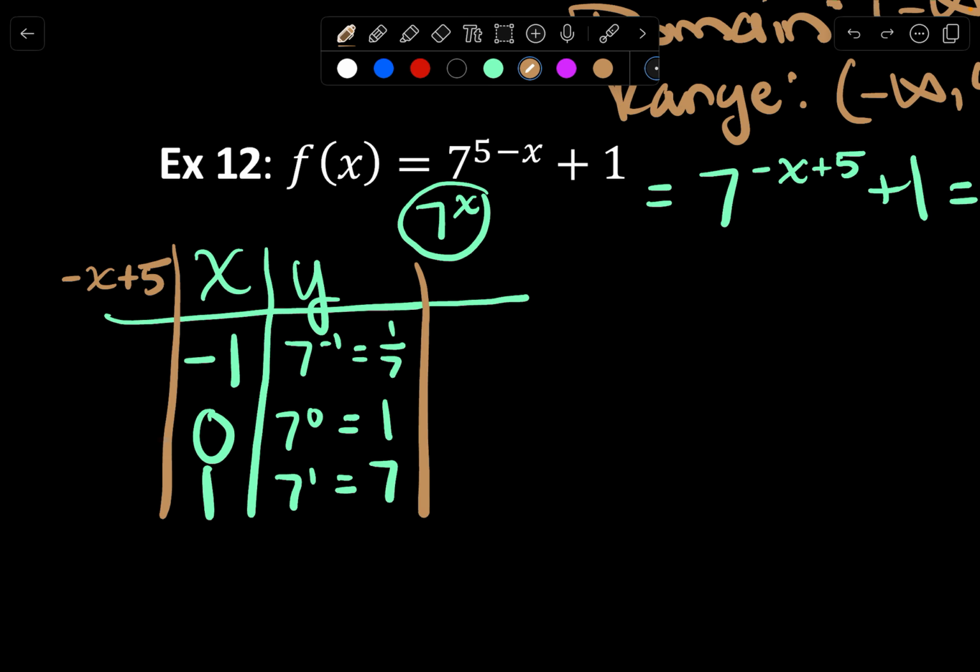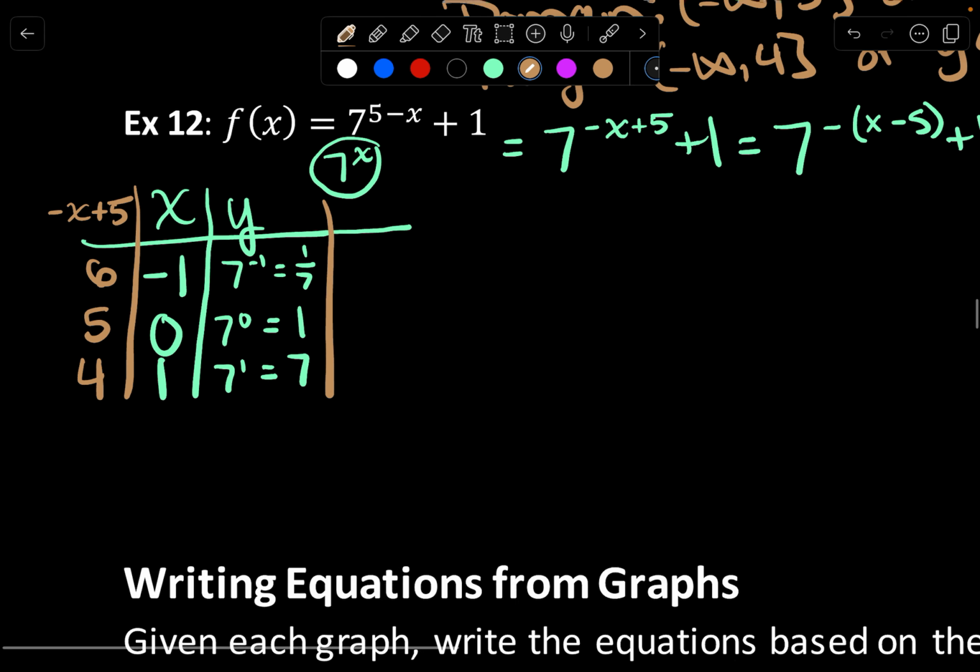So if we plug in -1, we get 6. Plug in 0, we get 5. Plug in +1, we get 4. Now, exponential functions, I missed something on this. Graphically, it's going to look like this. But all exponential functions have a horizontal asymptote. So the horizontal asymptote for the parent function is going to be y equals 0. So I want to include that in the y column.